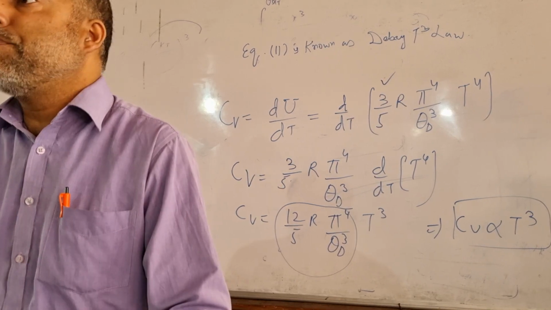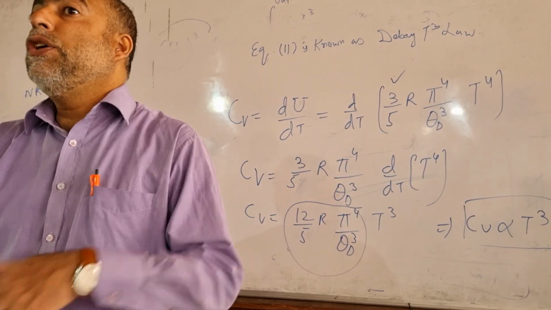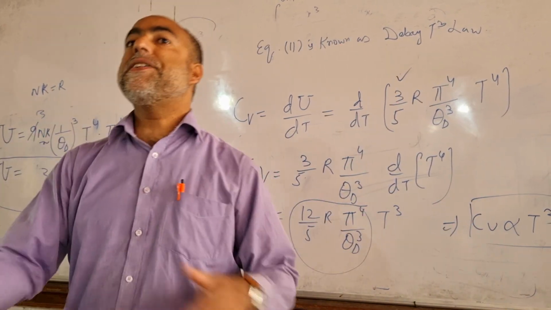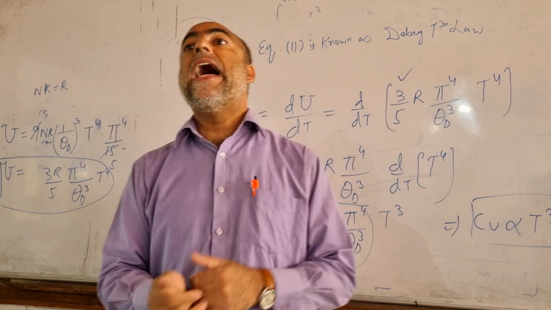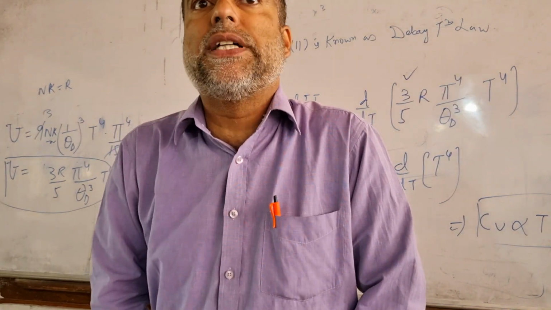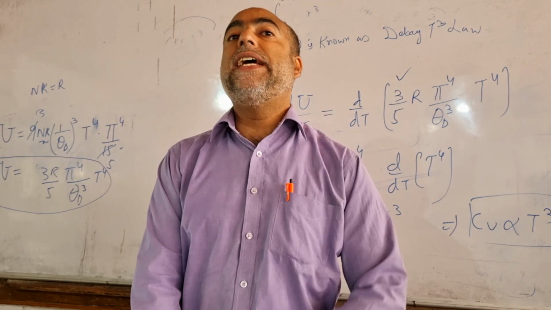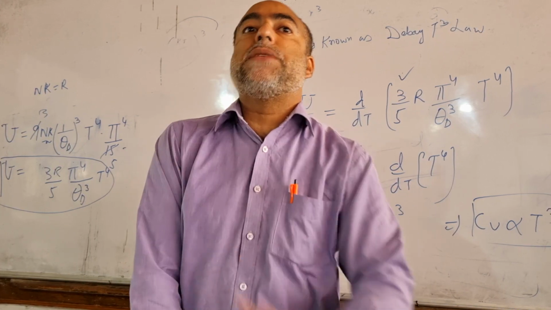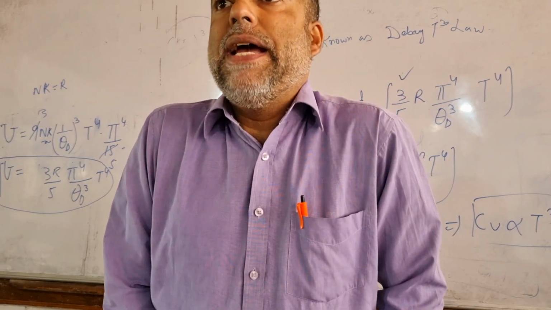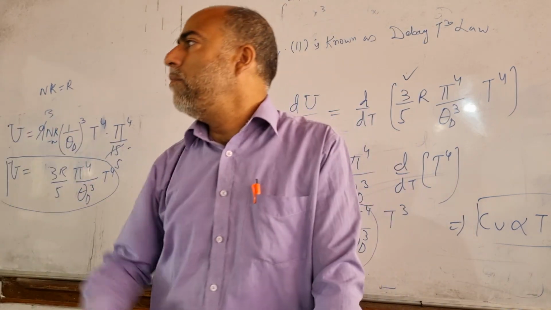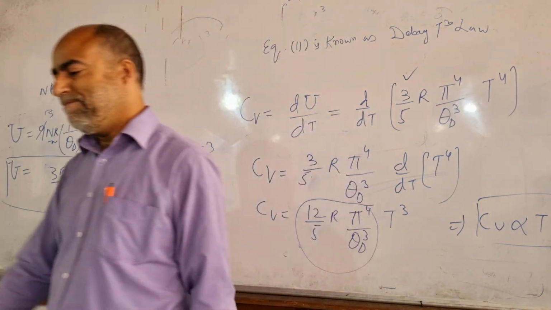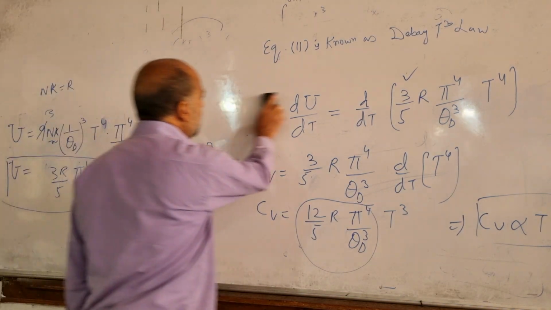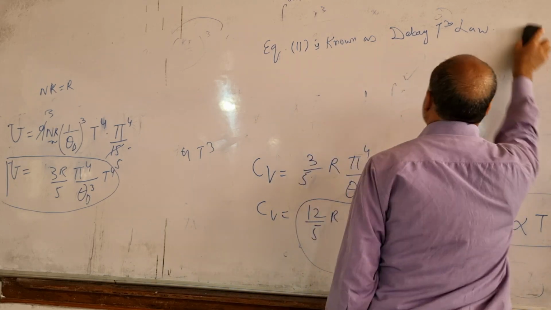If you perform an experiment on the specific heat of solids, you will get exactly the result given by Debye. That means Debye's model was confirmed by experimental observations. That way this theory is now complete. This is the ultimate theory for specific heats, given by the Debye model. Now we have another topic that I will take today, that is lattice vibrations.